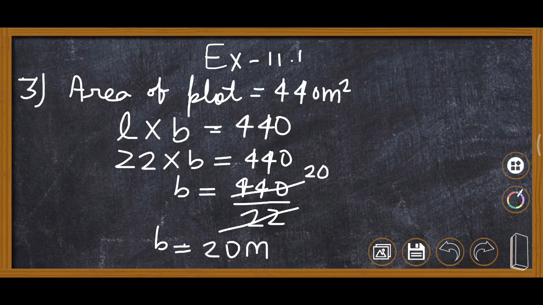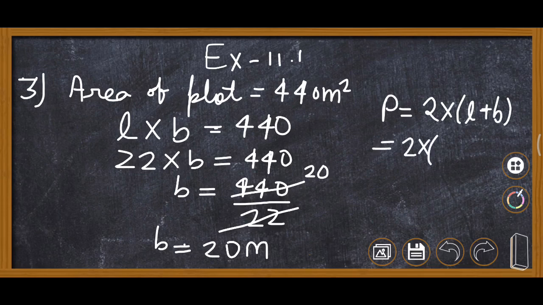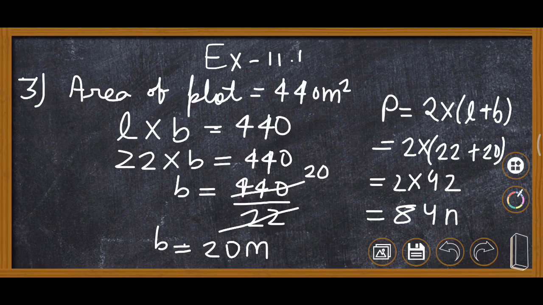Now after finding breadth, it is given find the perimeter. So formula of perimeter is P is equal to 2 multiply length plus breadth. So here you can see length is given, length is 22 and breadth is 20. So 22 plus 20, then it will be 42, and 42 2s are 84 meter.